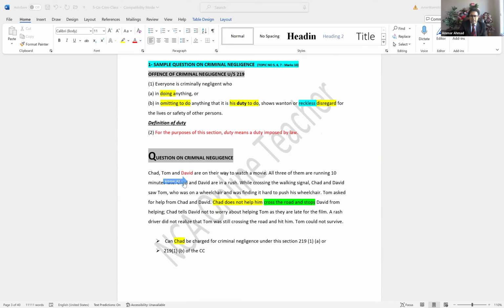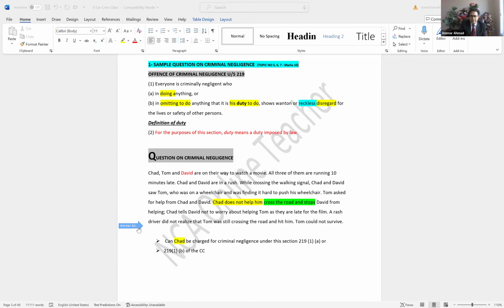Chad, Tom, and David are on their way to watch a movie. All three of them are running 10 minutes late. Chad and David are in a rush. While crossing the walking signal, Chad and David saw Tom, who was in a wheelchair and was finding it hard to push his wheelchair. Tom asked for help from Chad and David. Chad does not help him in crossing the road and stops David from helping. Chad tells David not to worry about helping Tom, who was asking for help, as they were late for the movie. A rash driver did not realize that Tom was still crossing the road and hit him.